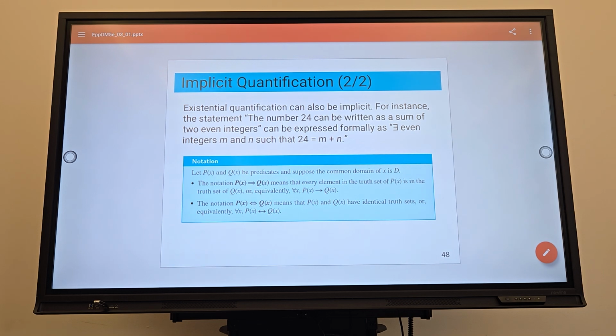Existential quantification can also be implicit. For example, the statement: the number 24 can be written as the sum of two integers.